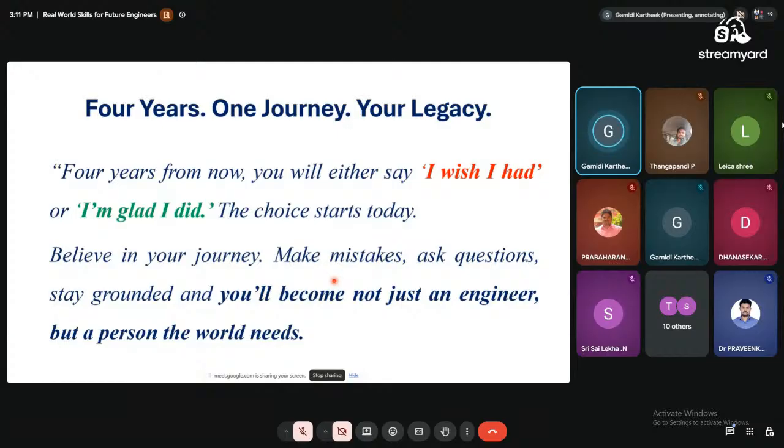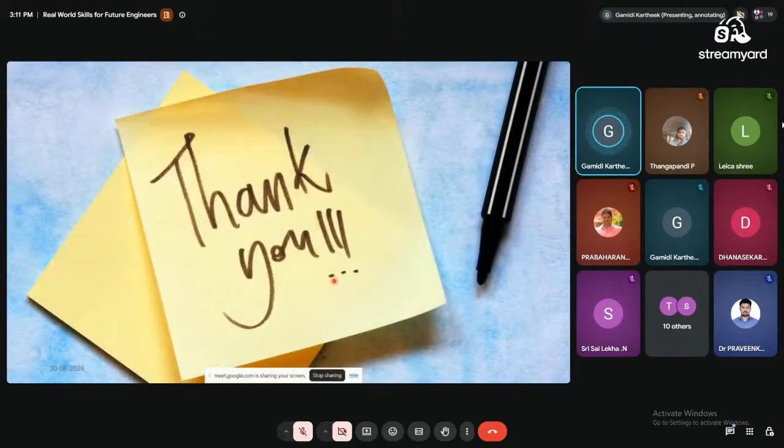Right? So with that, I think I covered whatever I wish to, because I kept the heading as beyond the syllabus. So these things will not come in your syllabus. You should always make a habit to develop these things. Okay. So with that, I will conclude this session. So thank you for bearing me for the last 1 hour.